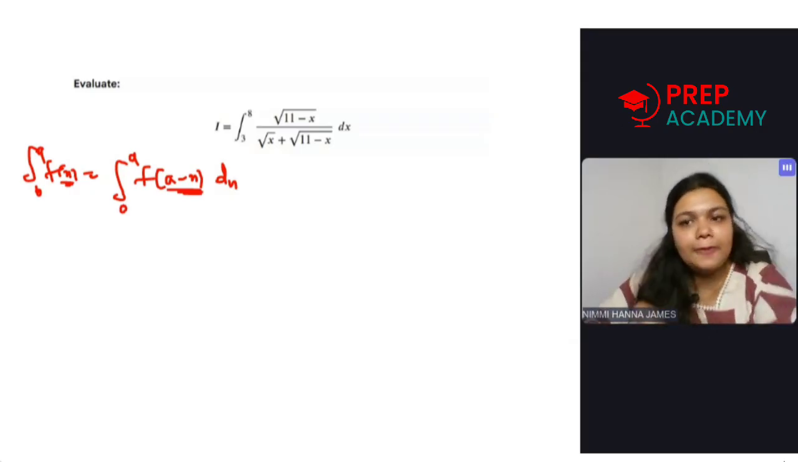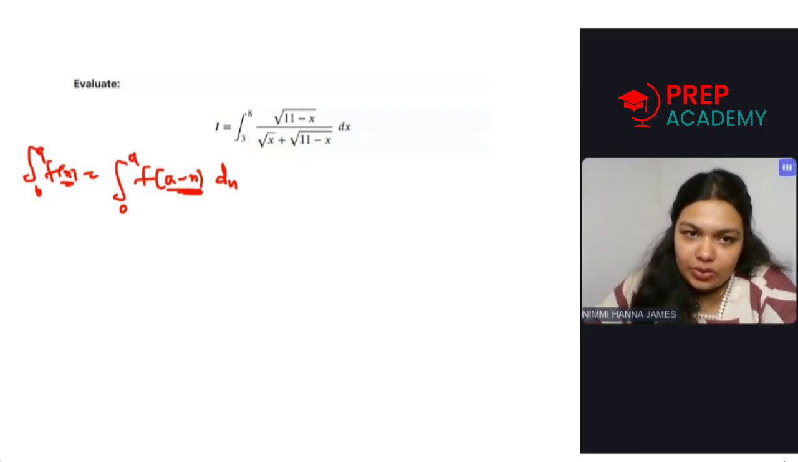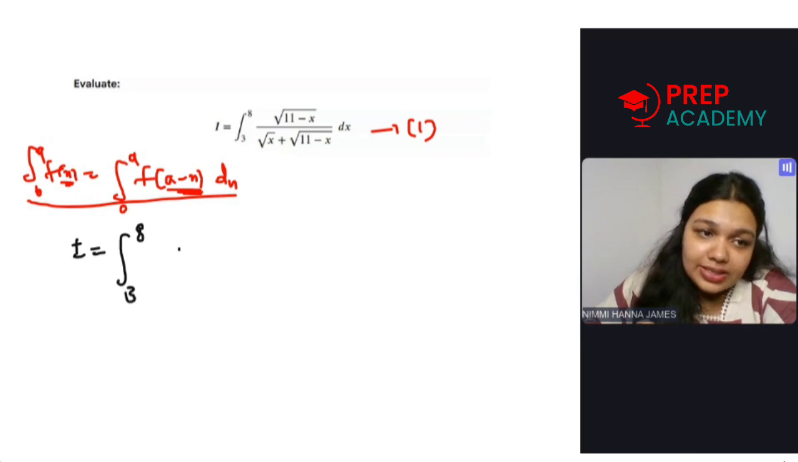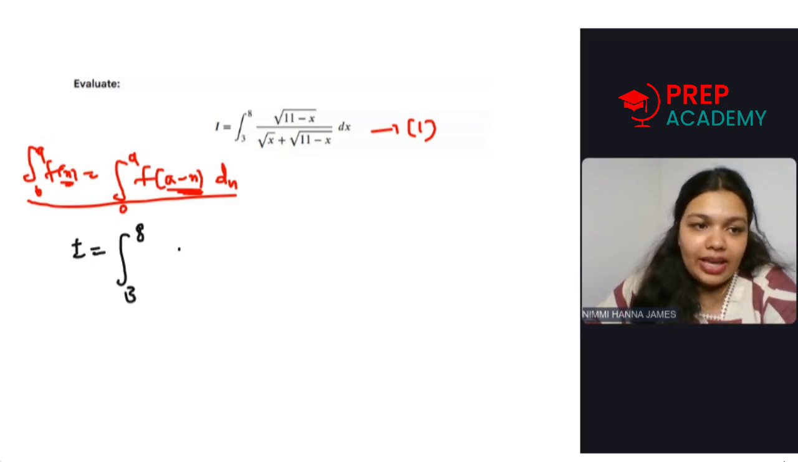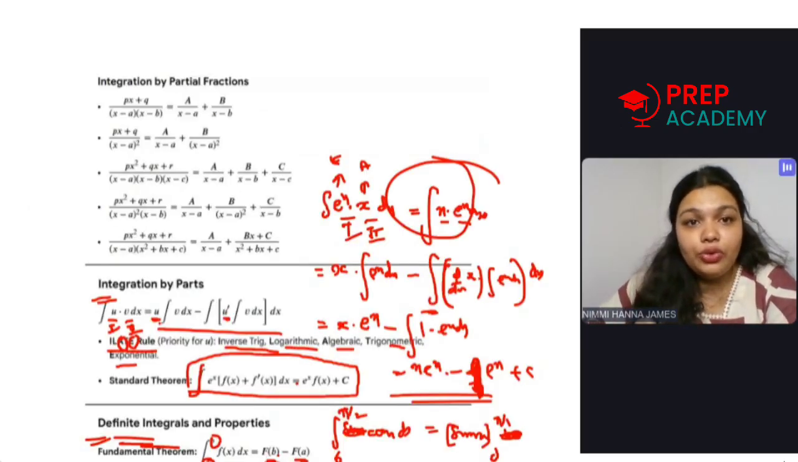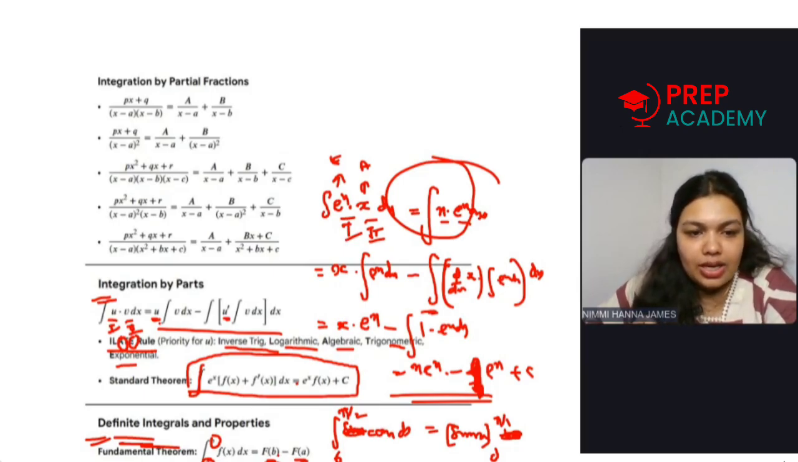So how do we do that? We have this I is equal to right here, and I'm putting equation number 1 for that. Now I am applying this rule. I doesn't change, so the limit doesn't change. So the integral from 3 to 8, f of x changes to f of a minus x. Oh, sorry. We had to use another property. This was a special case of that property.